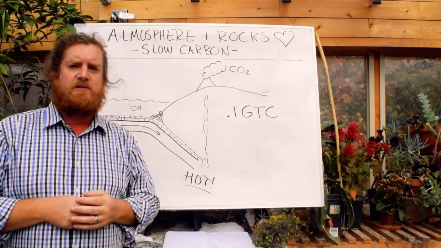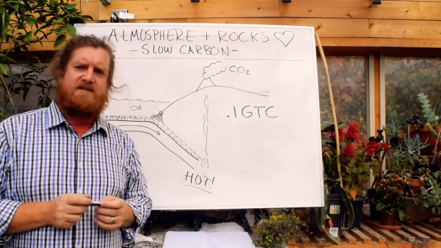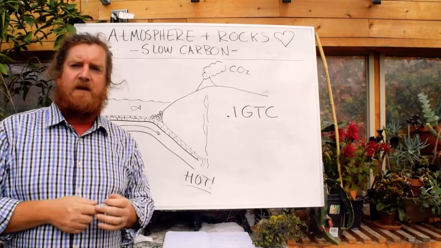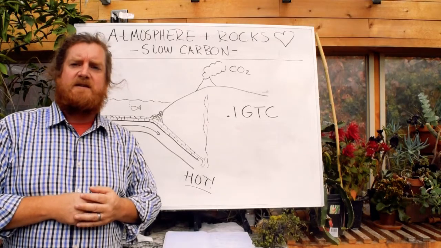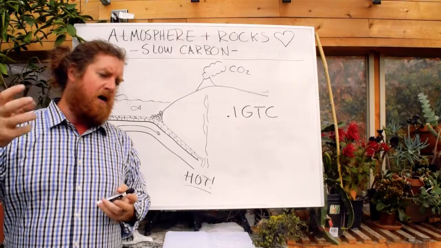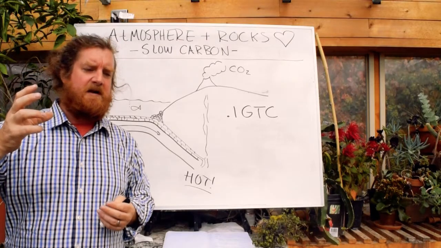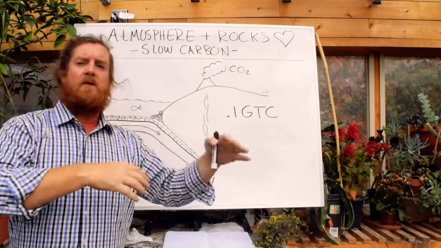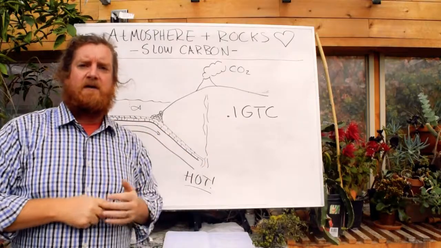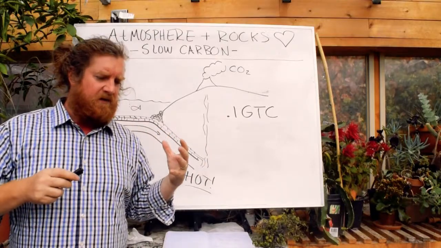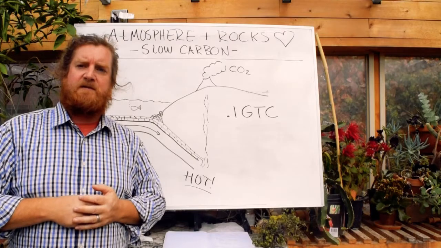Okay, that should do us up for the slow carbon cycle, and now we're going to put it all together and start to think about residence time and how long it takes a change in that carbon cycle to normalize or even itself out. And it really depends on the different residence time in different parts of the carbon cycle.